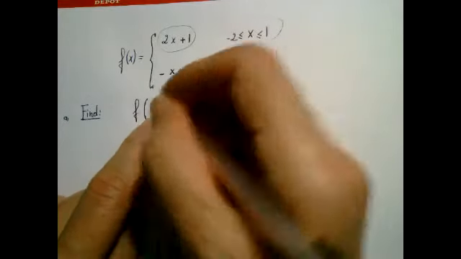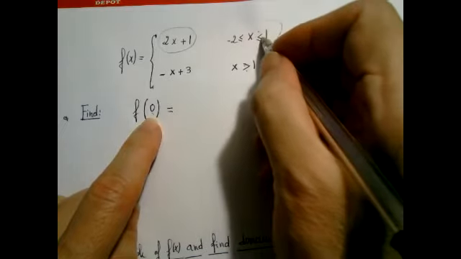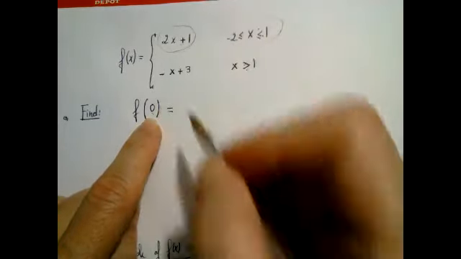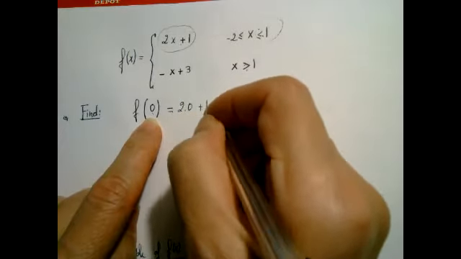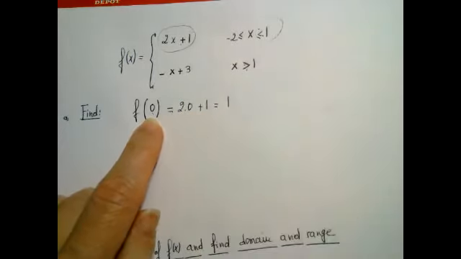First you take your 0 and you say, where is it? Once you find where it is, you say, what's the rule in this case? So it's going to be 2 times 0 plus 1, which is equal to 1.